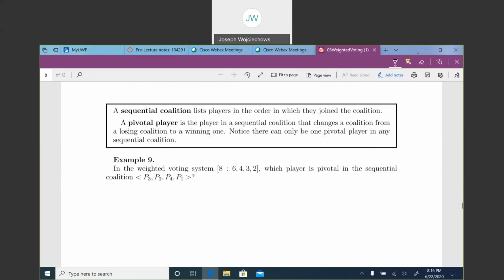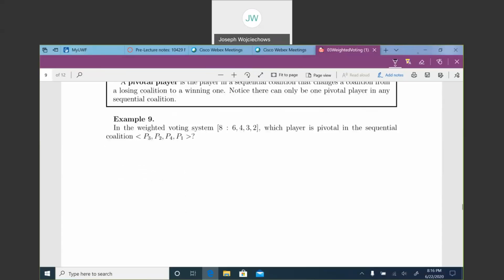Okay, the next idea we have is something called a sequential coalition. A sequential coalition lists players in the order in which they join the coalition. The pivotal player is the player in a sequential coalition that changes a coalition from a losing coalition to a winning one. Notice there can only be one pivotal player in any sequential coalition.